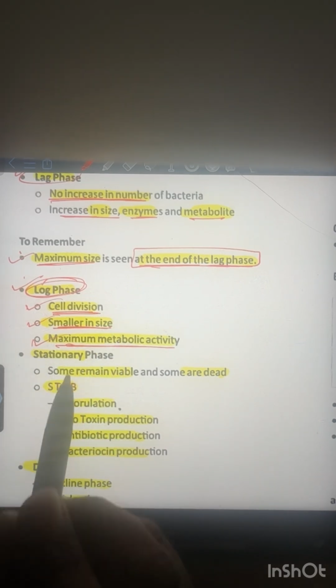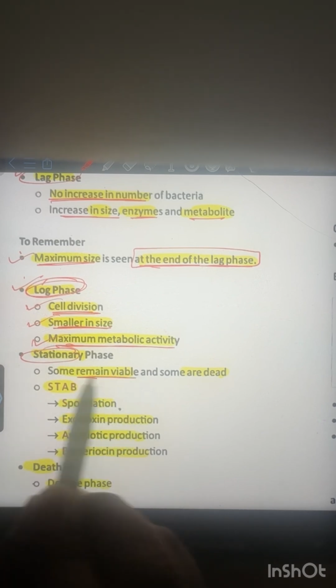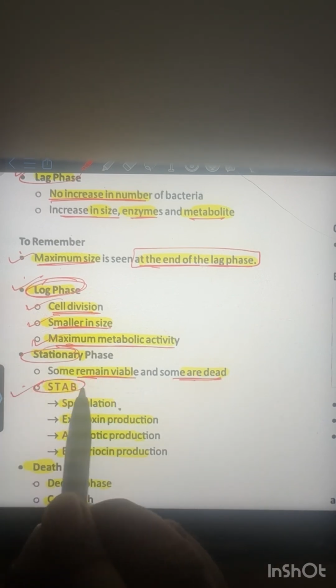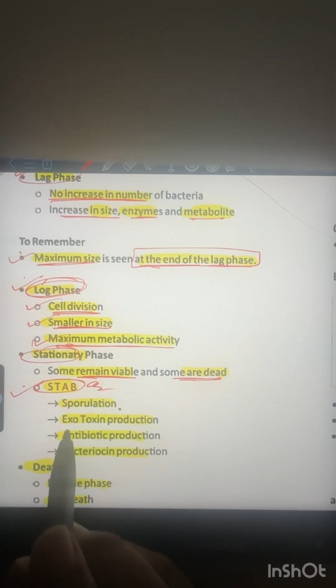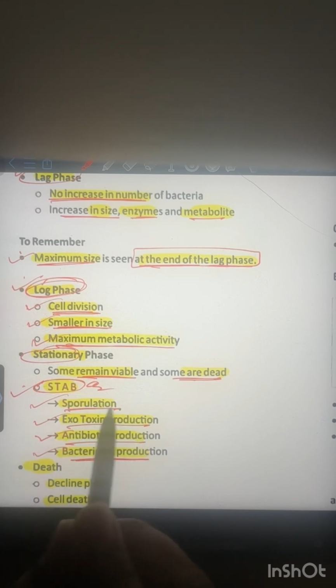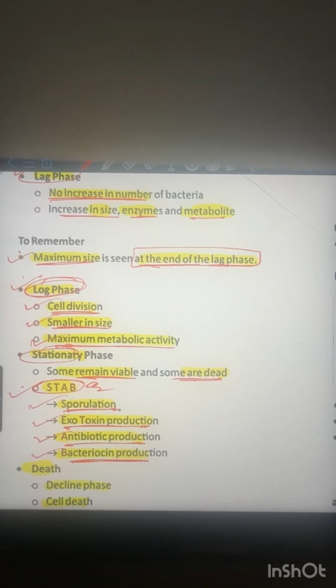That is known as the stationary phase. What are the things that you have in stationary phase is so easy to learn, because if you remember stat, from stat for stationary, you will remember stab, and means what? The spore formation will occur here, toxin production will occur here, antibiotic production will occur here, bacteriocin production will occur here. Repeating, sporulation, toxin production, antibiotic production, bacteriocin production. The stab formation will occur in the stat phase or the stationary phase.